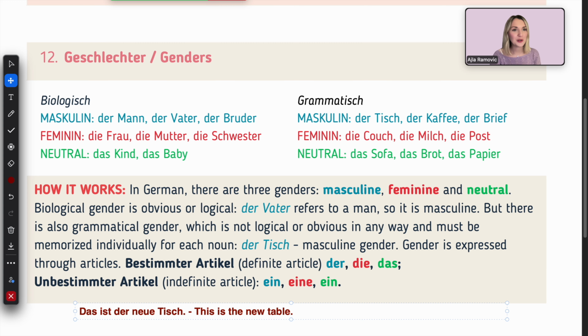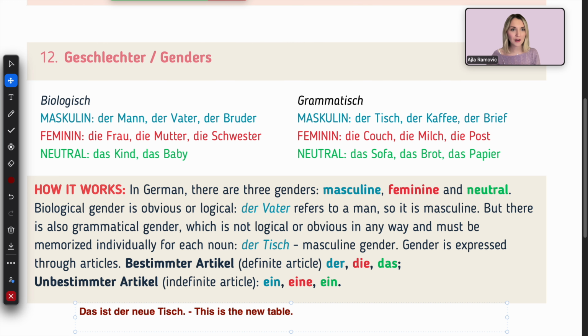Just imagine the situation. You bought a new table, you brought it home, and now you are showing it to somebody and saying, das ist der neue Tisch. This is the new table. So we are talking about a really specific table, not just any table in the world, but the one that you bought. And that's why in German here we have to use the definite article, because we are talking about a concrete object, about this one specifically.